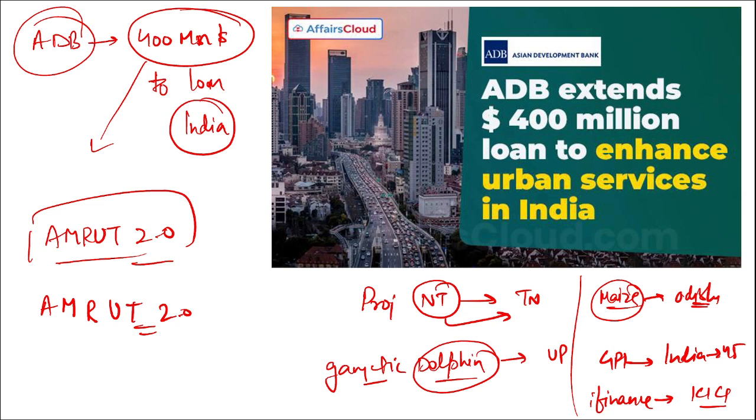Then tell me, Shaktikant Das was recently awarded for, or basically what was the grade for Shaktikant Das? So he was graded A plus, and that is the top grade given to any central bank governor.